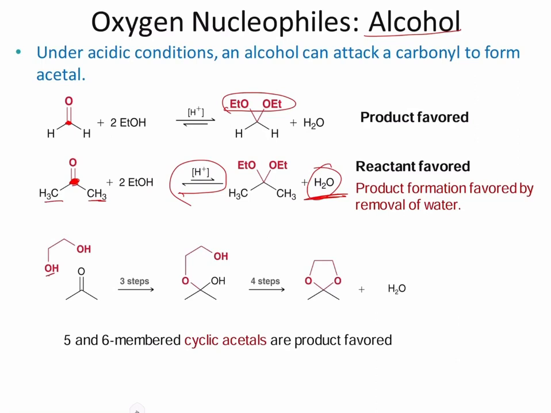If we use a diol, the second hydroxyl group is going to come in and do another attack, and we end up with what is called a cyclic acetal. And of course, the 5 and 6 membered rings are stable. So therefore, we can form cyclic acetals if we use a diol.